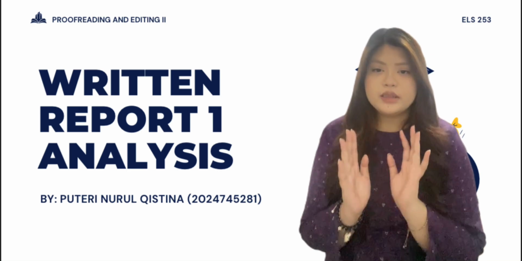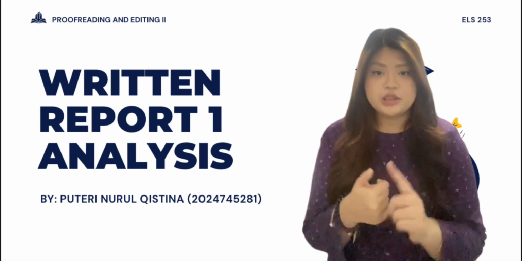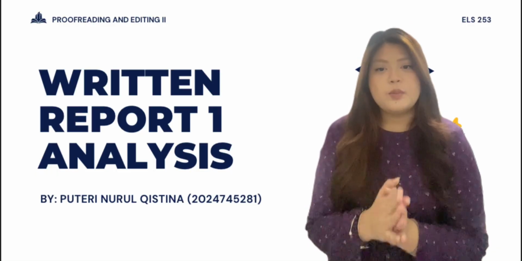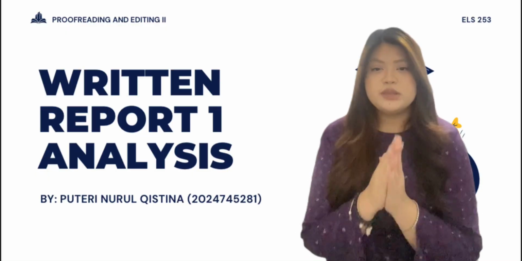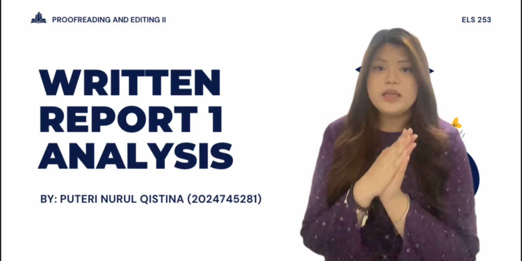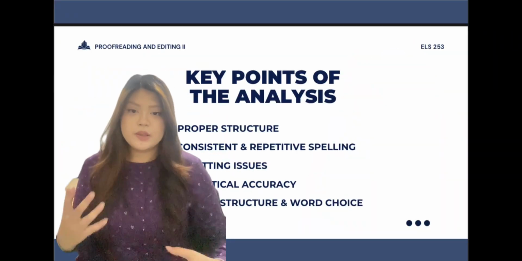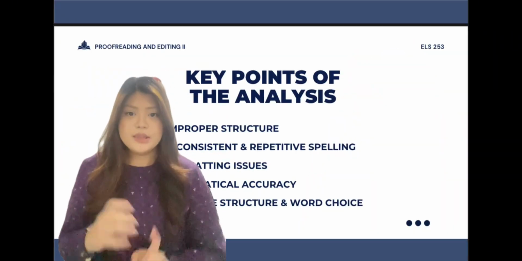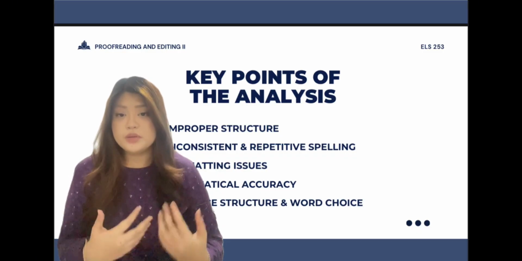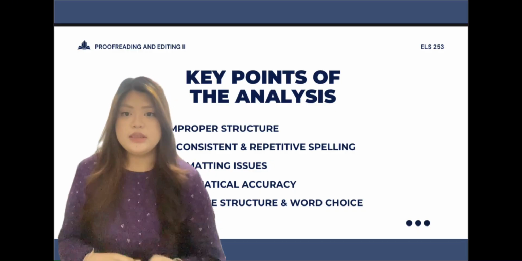Even though the agricultural content was quite strong, the writing itself had issues in structure, grammar, spelling, vocabulary, and formatting. So my focus for today's presentation was to identify and explain these weaknesses and then improve the clarity and academic quality of the document. So without further ado, let's begin with our presentation for today. As you can see in my slides behind me, I've provided the key points that I'm going to talk about today. So let's get started with the first major issue I noticed in the document.